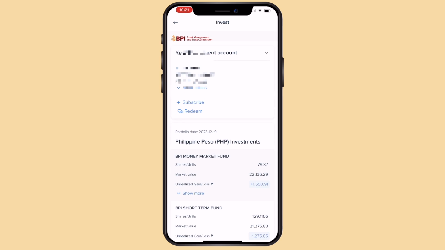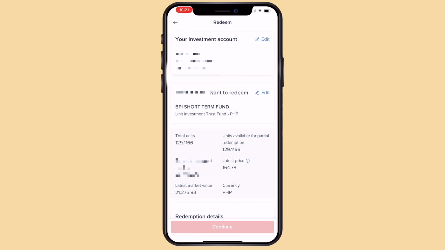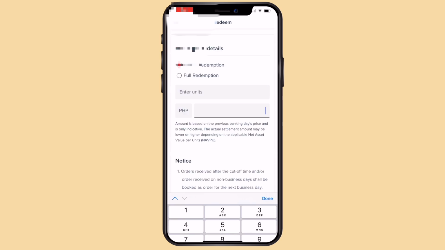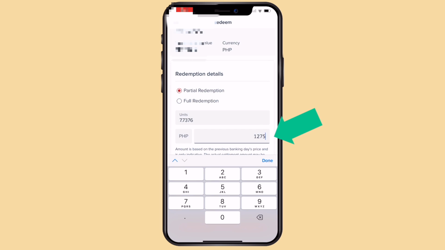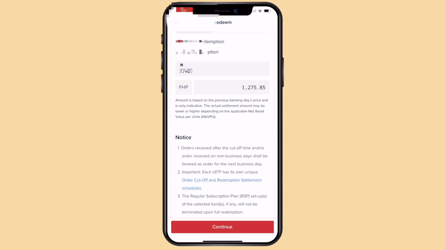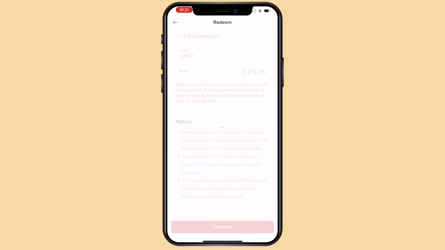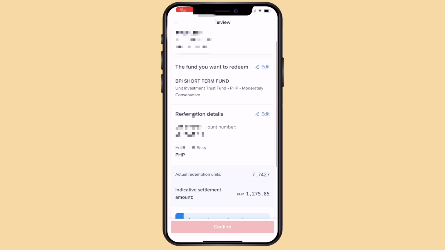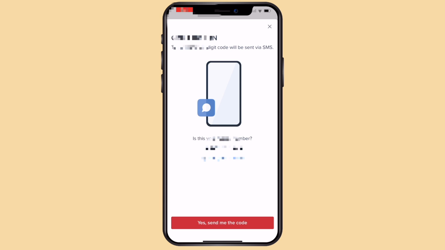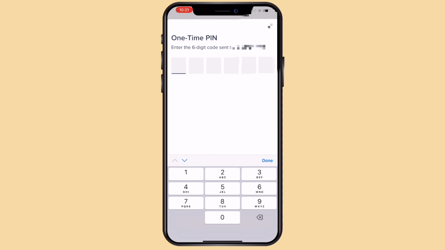And then, yun yung i-request natin to redeem. BPI Short-Term Fund naman tayo. Partial redemption, again. Input the amount or the number of units. On this case, amount ang ilalagay natin, which is equivalent to 7.7427 units. Right, again, agree to the terms and conditions, click confirm, OTP, and yan.